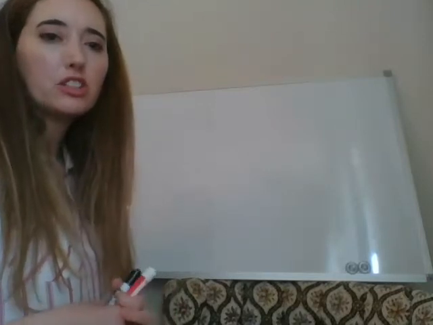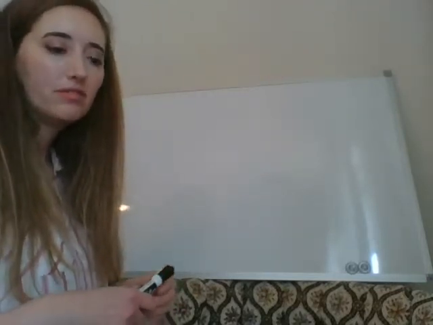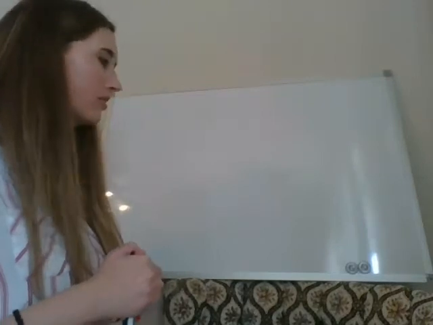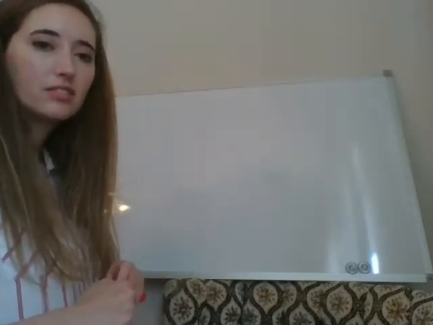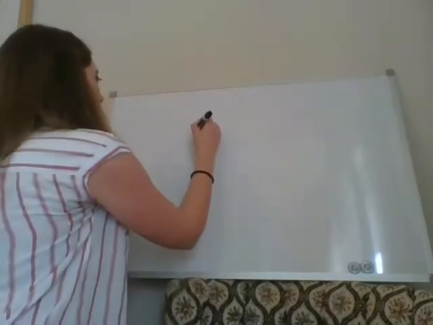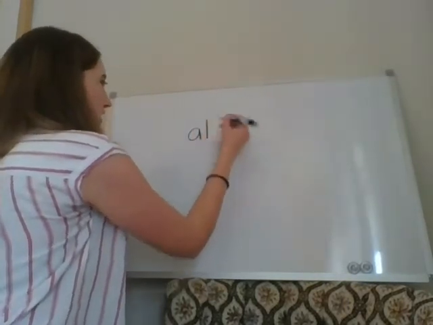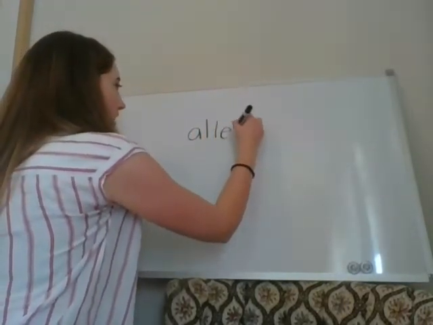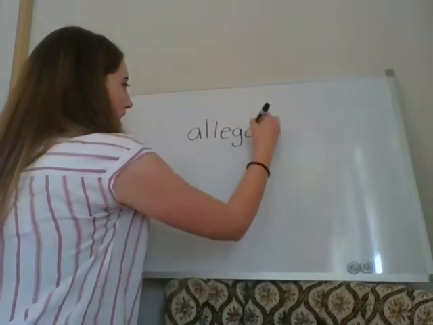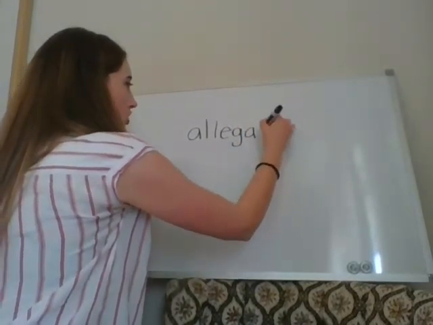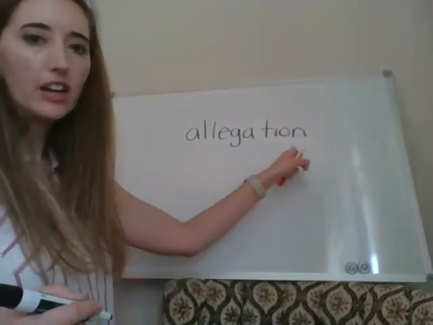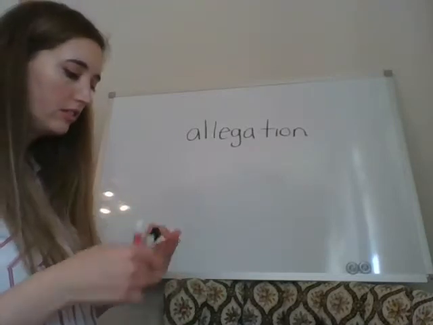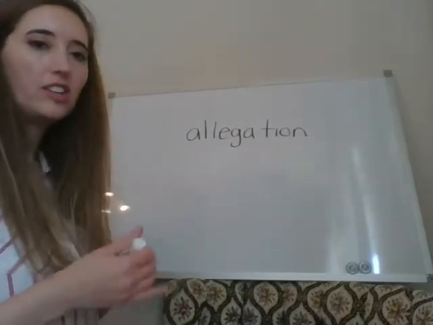Sound out those phonograms as you're writing them. Okay, and let's go over it together. Sound it out with me. A-l, syllable break. L-e-g, syllable break. A, syllable break. Sh-a-n. Al-leg-a-shon. Okay, make your corrections if you need to.